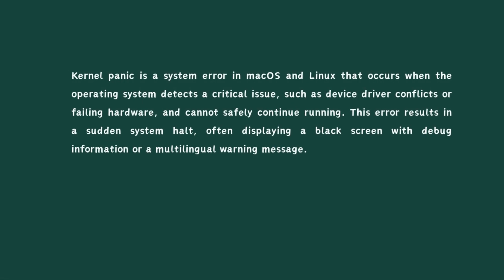Kernel panic is a system error in Mac OS and Linux that occurs when the operating system detects a critical issue, such as device driver conflicts or failing hardware, and cannot safely continue running. This error results in a sudden system halt, often displaying a black screen with debug information or a multilingual warning message.